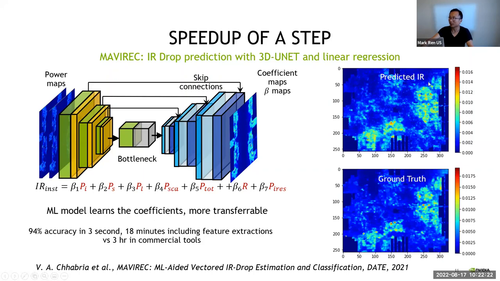The predicted IR drop and the ground truth look very similar. And because the inference runtime is only seconds, we can simulate many different vectors in our design process. That's very important for the power analysis of the design, because you want to simulate as many vectors as possible. So using a machine learning model helps speed that up.